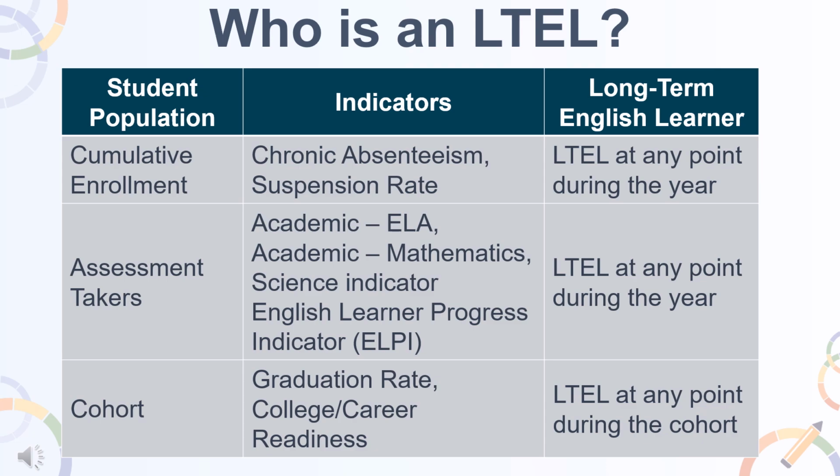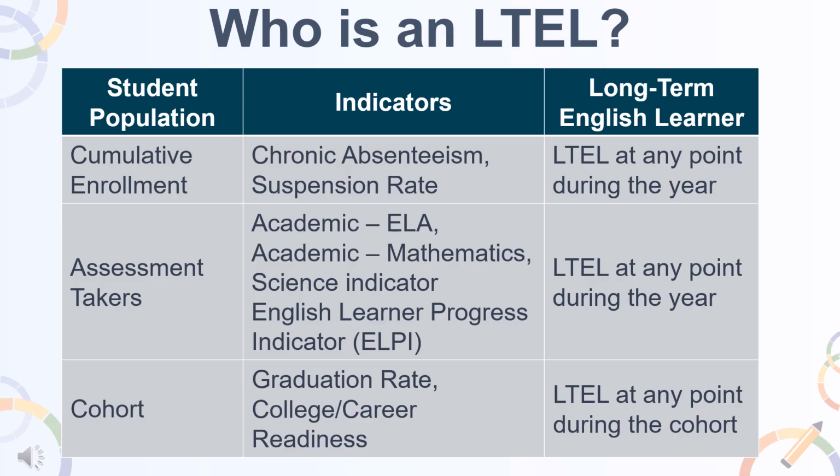LTEL students are considered as an LTEL student at any time during the school year. For example, if an EL student reaches the 7th year as an EL on June 15th, the EL student will be considered an EL student for the entire academic year and will be counted as an EL student for these state indicators.